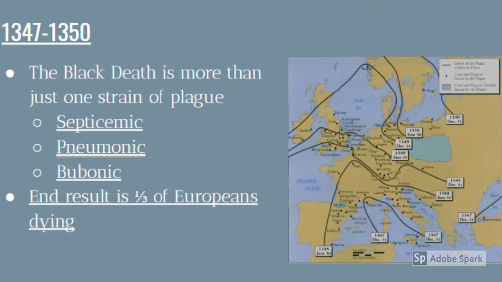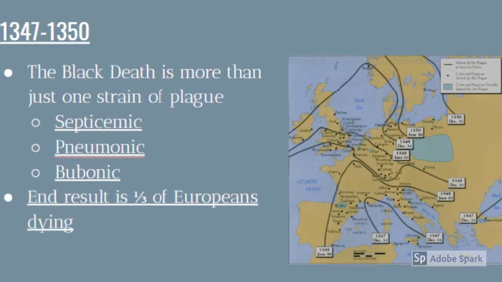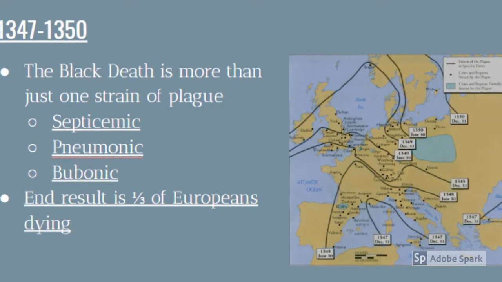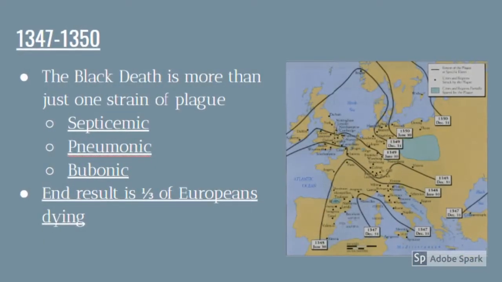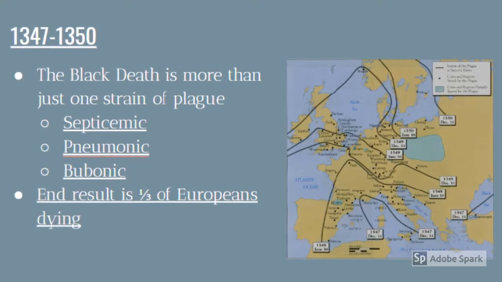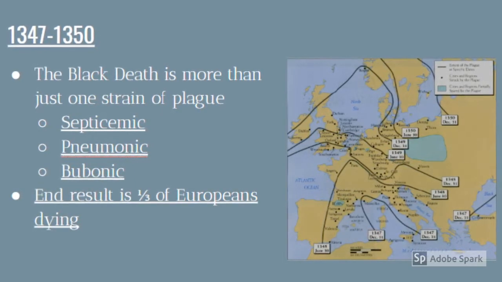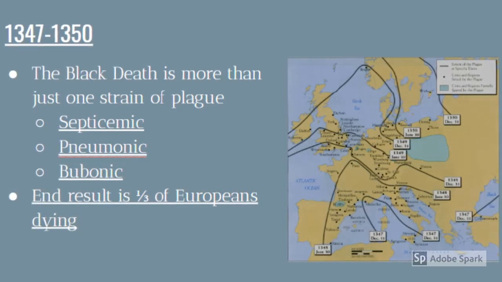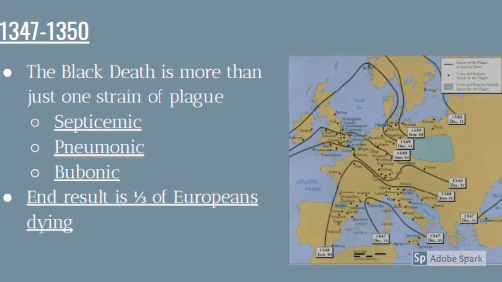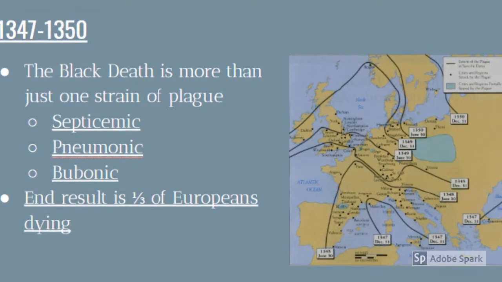The 3 strains, which we will go over more in gory detail later on, will all be hitting Europe between 1347 to 1350. The 3 strains are Septicemic, Pneumonic, and Bubonic. While historians debate over the actual number of people dying from the Black Death, most can agree that at least 1/3 of Europe's population will die as a result of these 3 plagues.